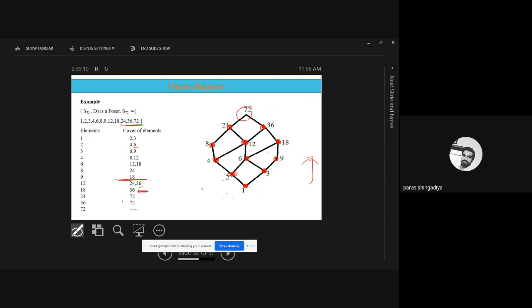And now for 72. So 72 is the cover element of both 24 and 36. So assign the place of 72 and connect 24 with 72 and 36. This is the Hasse diagram for the set S72, D. It totally depends on the cover elements. Clear? If you derive the true answer as the cover elements, then the rest of the part is very easy. You just assign the position of the numbers as per the upward orientation, and then connect them as per the relation. Is there any confusion? Any question?